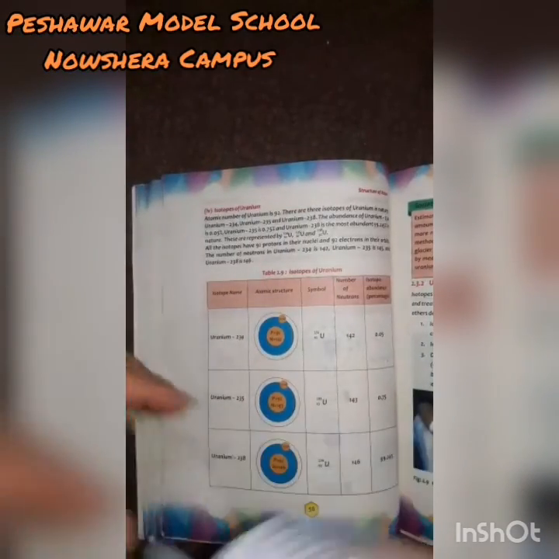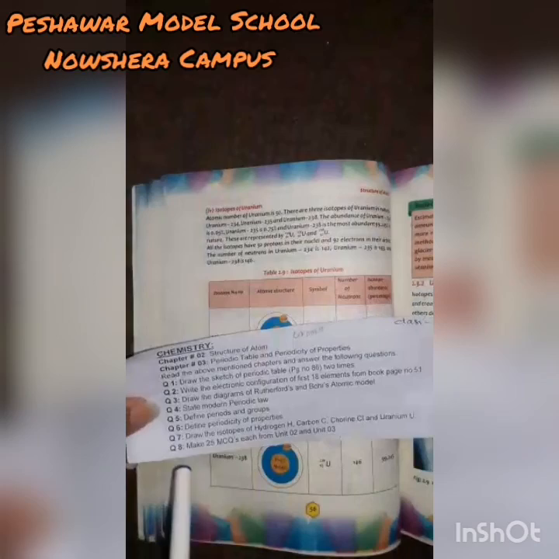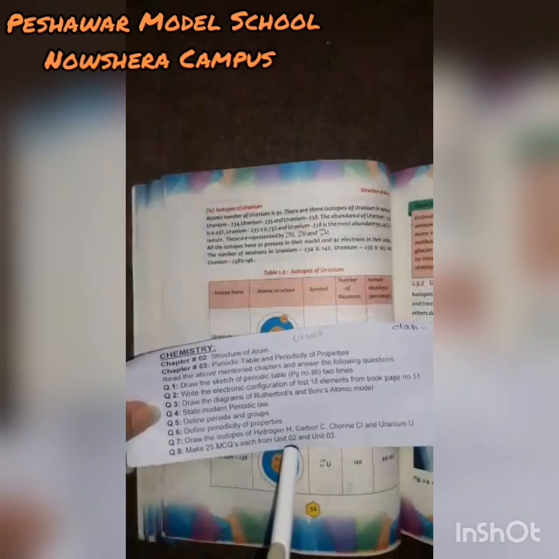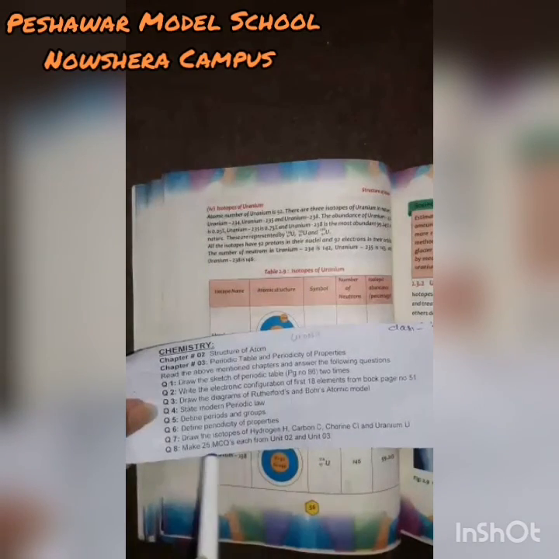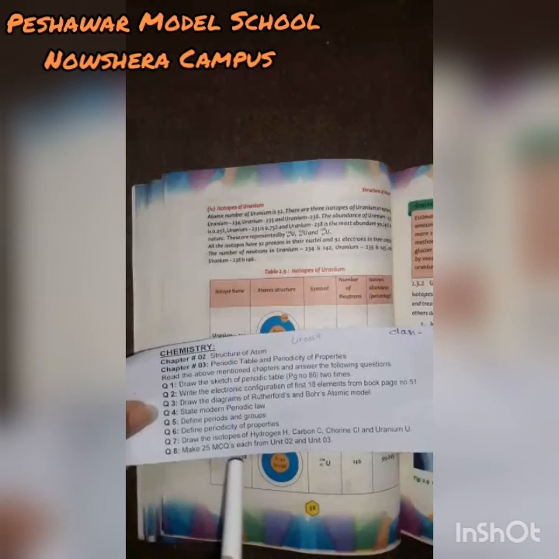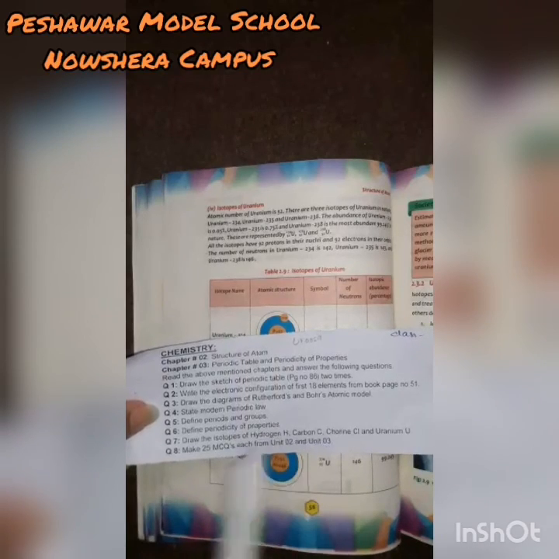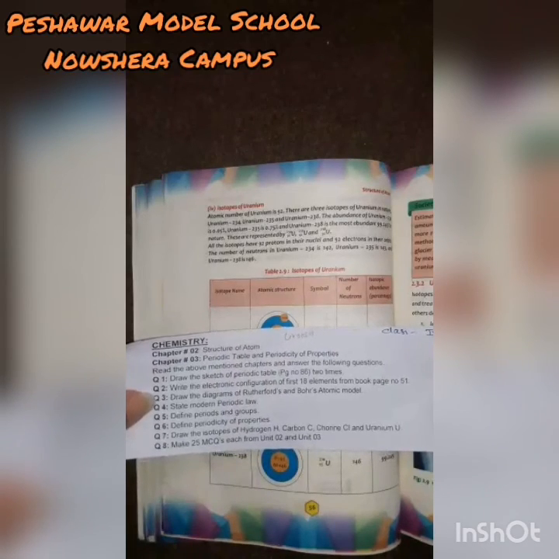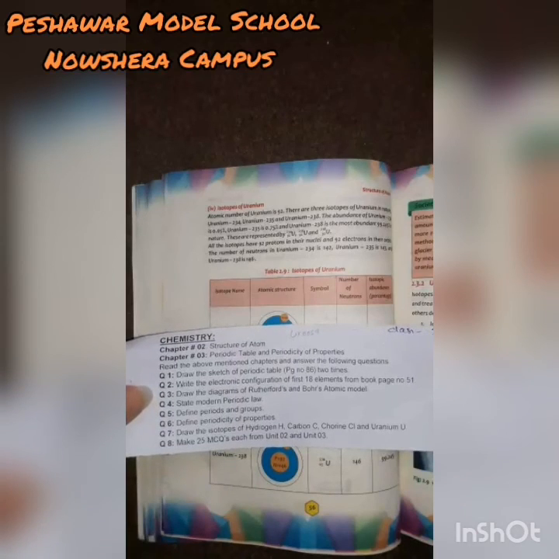Now look at your last question. Make 25 MCQs each from unit number 2 and unit number 3. You have to make 25 MCQs from unit 2 and 25 MCQs from unit 3. This is the SVT and this is your June SVT.